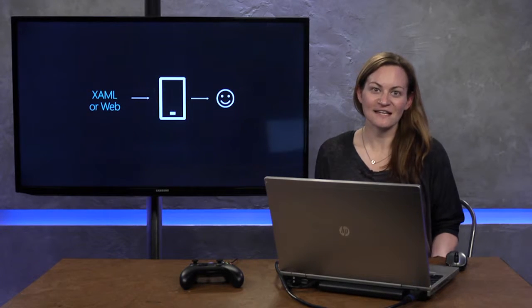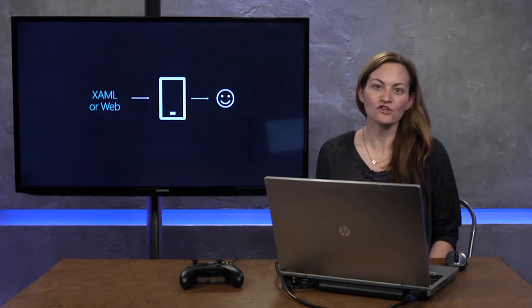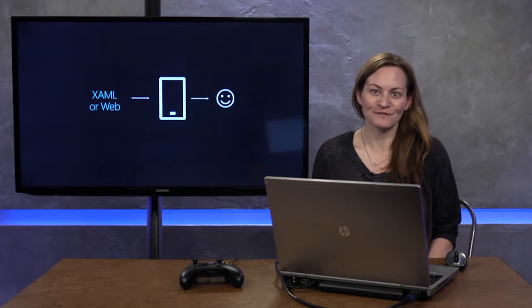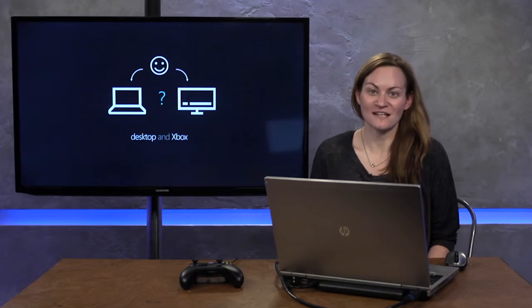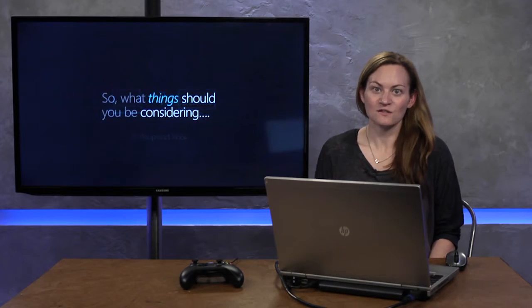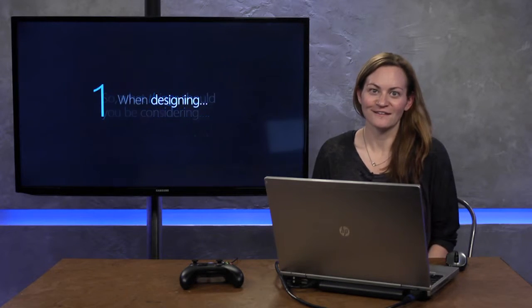Say you have an amazing app that you've created in XAML or web for your phone. You're happy as a clam, you think it's the greatest thing ever. Now you want to actually bring it over to desktop and to Xbox. So what things should you be considering?